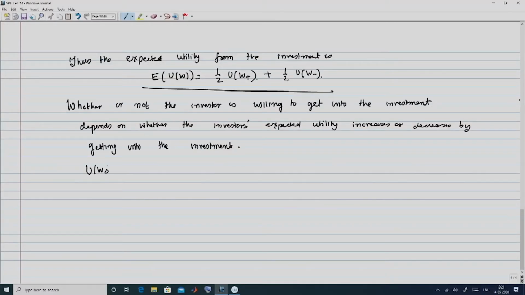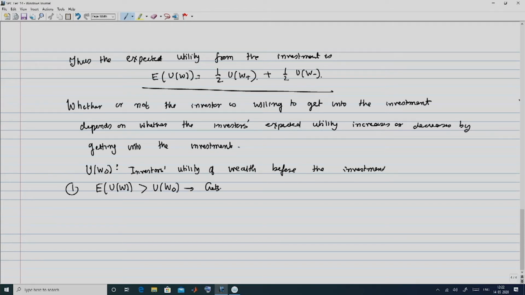Okay, so let us now introduce a few notations. Remember that W naught was the initial wealth level. So, U of W naught is going to be the investor's utility of wealth before the investment. Now, there are two possibilities. If E of U W, that is the expected utility after investment, is greater than U of W naught, then the investor gets into the investment, and in the second case, if E of U W is less than U of W naught, then the investor does not get into the investment.